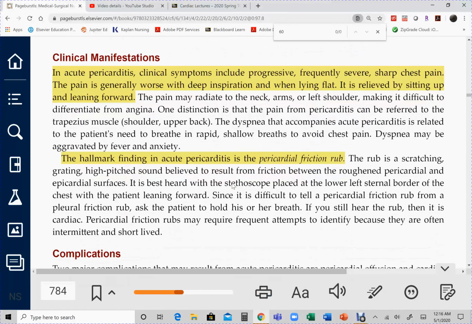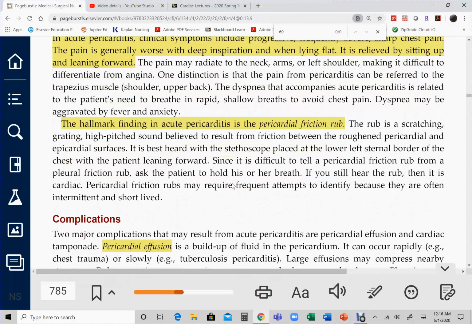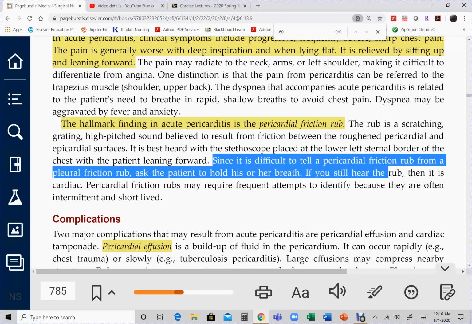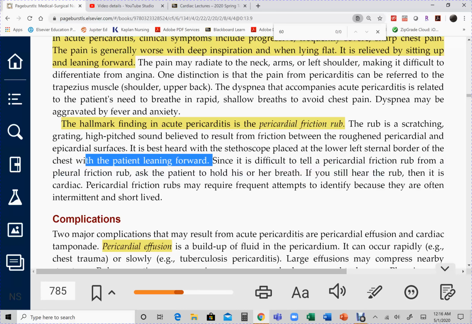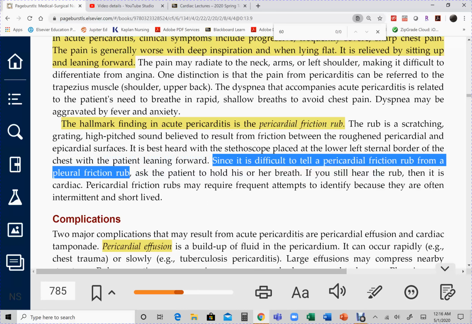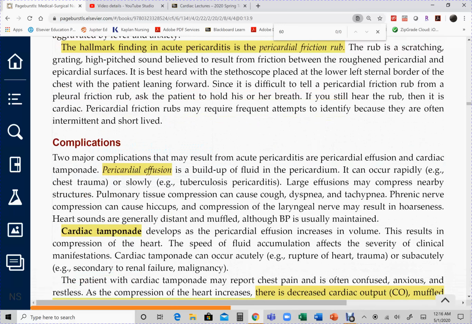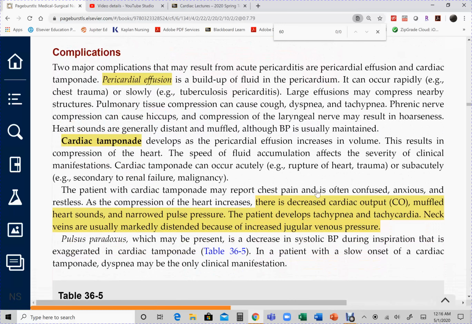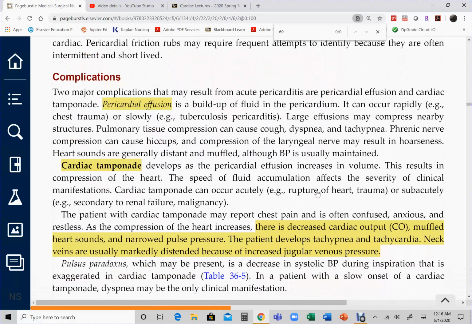Okay, so the hallmark finding is the pericardial friction rub, and there's a suggestion here how to tell pericardial from pleural friction rub because they sound exactly the same. So please read that on your own. There are two major complications here. One actually develops into the other.